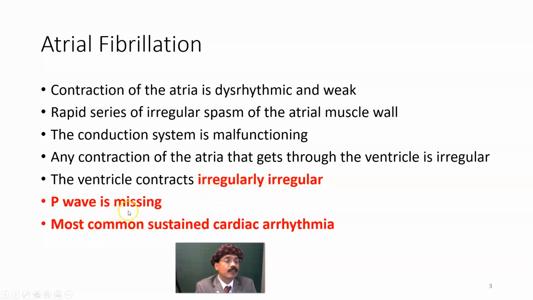P wave is missing. It is the most common sustained cardiac arrhythmia. It increases as age advances. Around 5 million people in this country may suffer from atrial fibrillation. Atrial flutter affects every year around 200 to 300,000 people. Okay, atrial fibrillation is more common than atrial flutter.